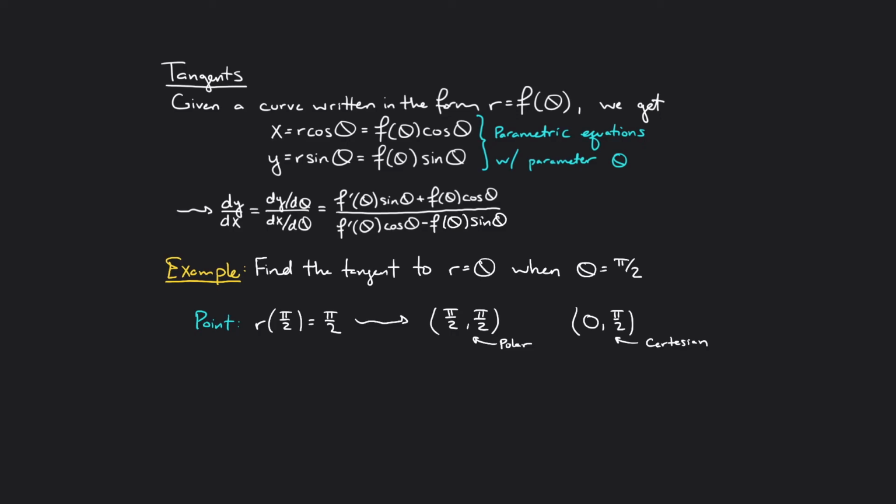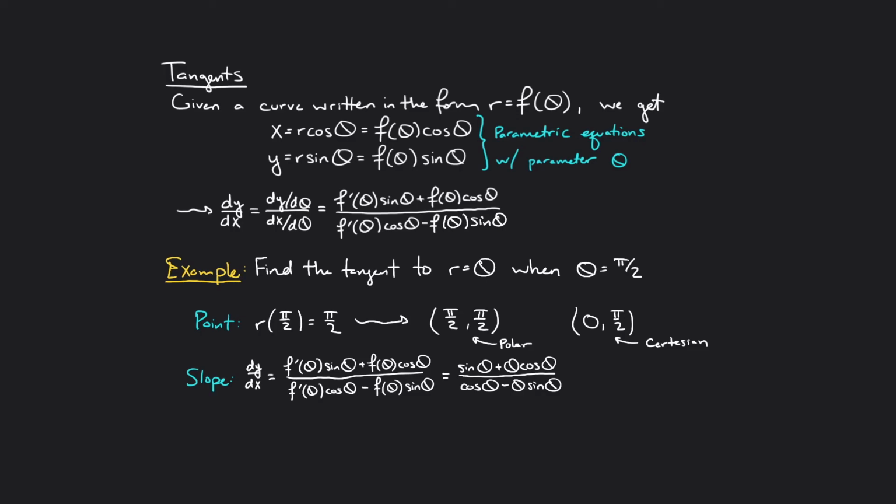Next, we want to find the slope of the tangent line. To do this, we use the equation we found above. Plugging our function into this equation, we get dy/dx equals sine of theta plus theta cosine of theta, over cosine of theta minus theta sine of theta. Then we plug in theta equals pi over 2 and get that the slope at this point is equal to minus 2 over pi. Finally, we plug this into point slope form to find that the equation of the tangent line is y minus pi over 2 equals minus 2 over pi times x.